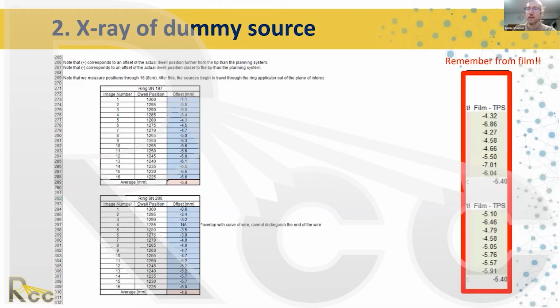And here it is again from film. I got -5.4 for both of them. And I got -5.4 and -4.6 using the dummy wire. So I used an approximate -5 for an offset for my TPS, again, which we'll explain how to utilize shortly.